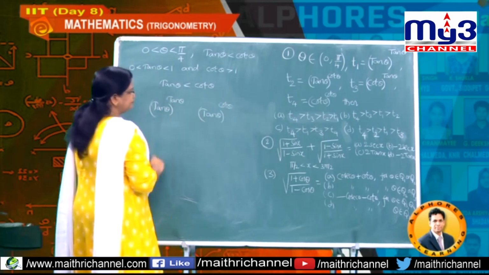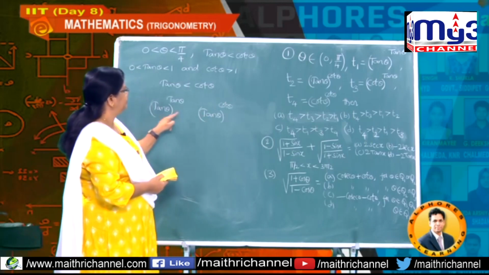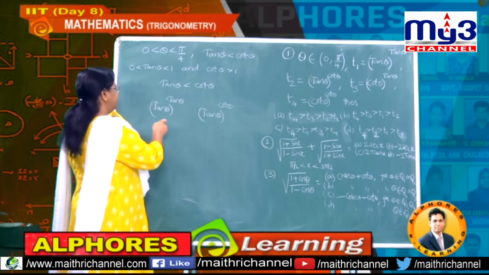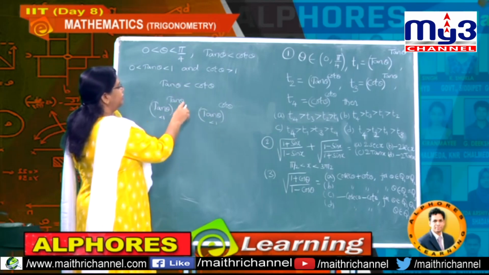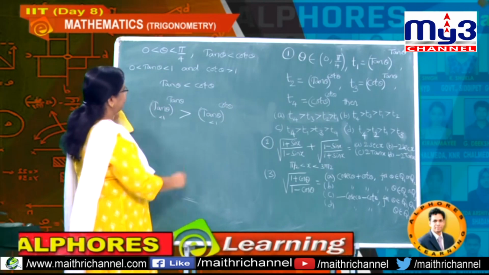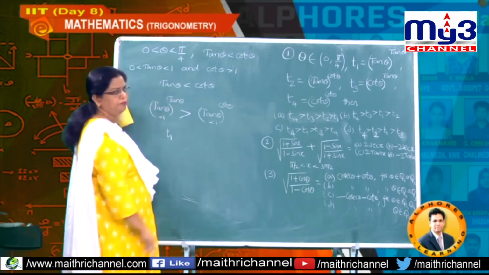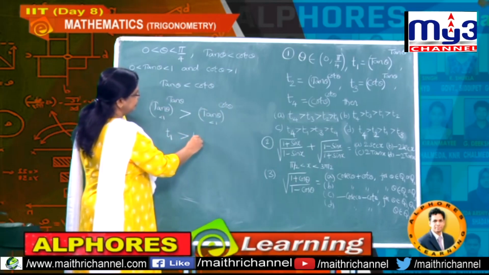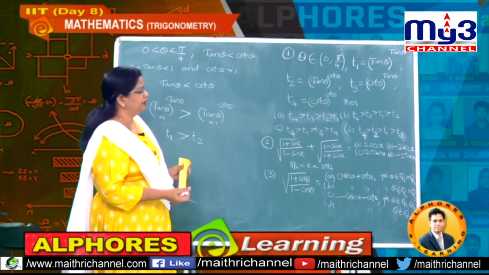Understand students? After writing in this way, observe which base we have taken. This is a base which is positive but less than 1. Okay. Now this inequality immediately changes. Less than you have to change as greater than. So tan power tan means what is this value? T1, and tan to the power of cot means what is this value? T2. Therefore you got T1 is greater than T2.